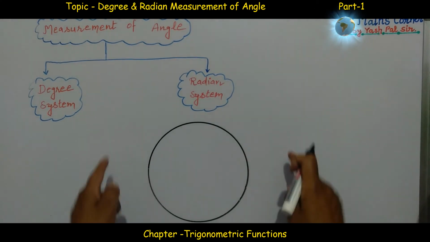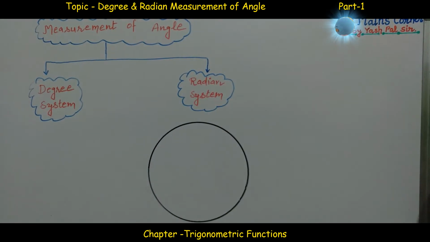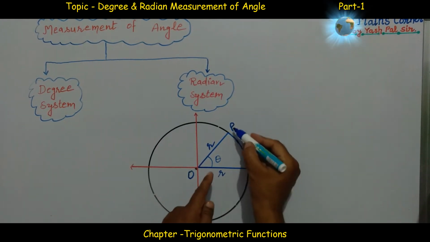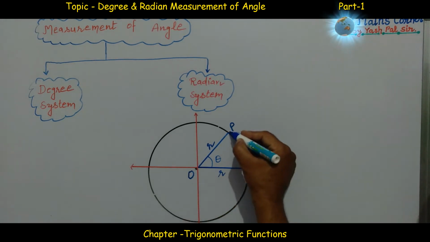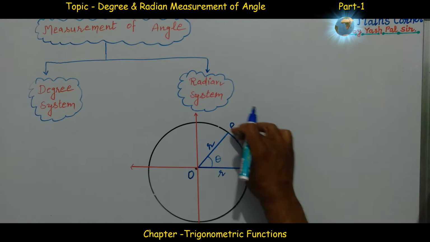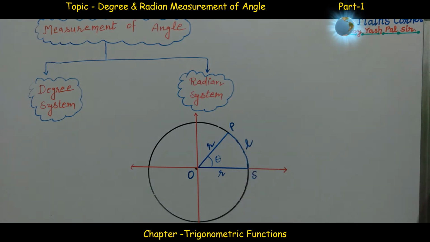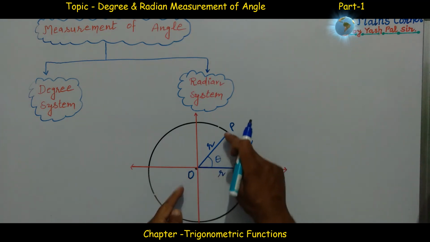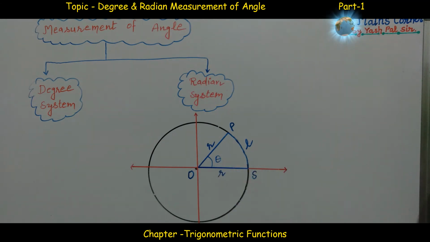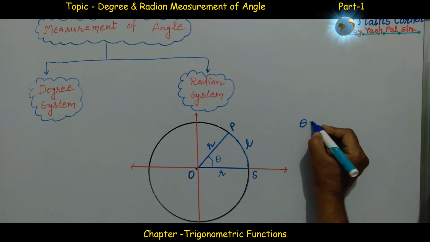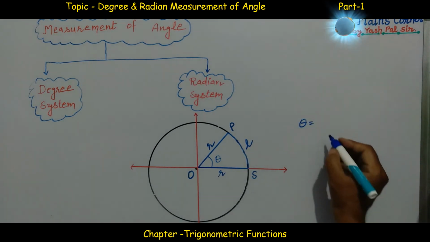Now to understand the concept of the radian system, first of all consider this circle. Suppose this point P moves from this initial point up to this, and it covers the length L. L means the length of this arc is covered. R is the radius of the circle. This angle theta is described. Then we say theta is equal to L upon R.